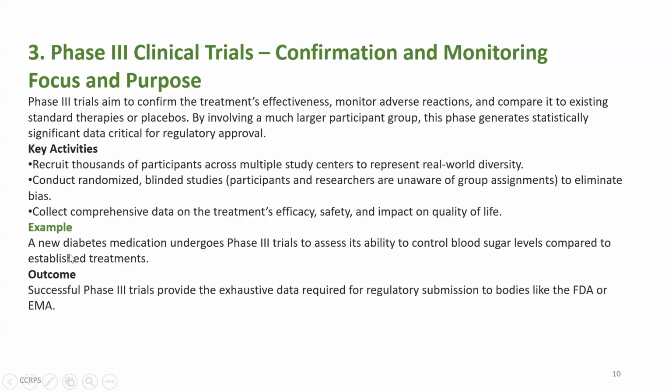So, example: a new diabetes medication undergoes phase 3 trials to assess its ability to control blood sugar levels compared to established treatments. Outcome: successful phase 3 trials provide the exhaustive data required for regulatory submission to bodies like the FDA in the USA or the EMA in the European Union.